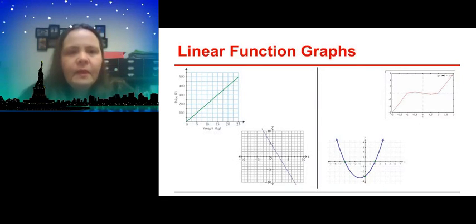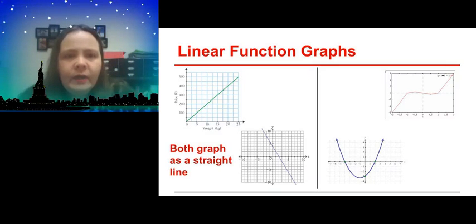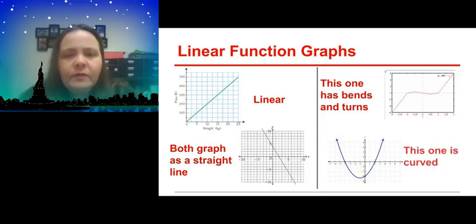All right. So when we look at linear function graphs, we have a few examples here. If you look at the ones on the left, those are all graphed as straight lines. And since they both graph as a straight line, they are linear. When we look at the ones on the right, one of them has all these straight line segments, but they bend and turn and they don't make a straight line. And the other one is a nice curve. Since the top one has bends and turns and the bottom one is curved, these are nonlinear functions. So looking at a graph, it's pretty easy to tell when you have a linear function and when you don't.